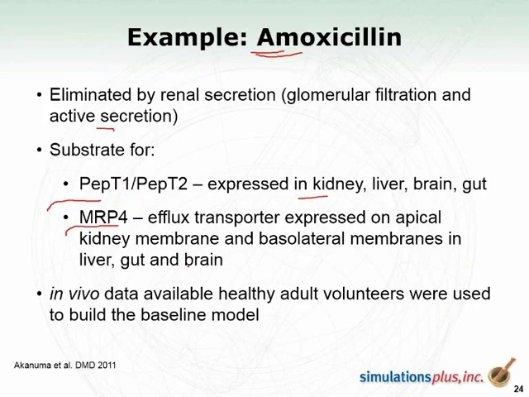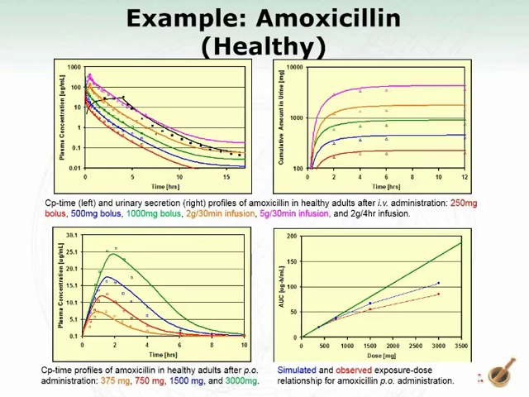And we did not have much in vitro data. You are all aware of the current deficiencies in doing a direct extrapolation from in vitro to in vivo. And we also did not have a significant amount of in vitro data for these transporters, but we did have a rich set of data in vivo conditions in healthy adult volunteers that we were able to use to build a baseline model. And again, this is just an example of some of the IV doses ranging from a very low dose, 250 milligram, all the way up to a 5 gram dose of amoxicillin administered by infusion.